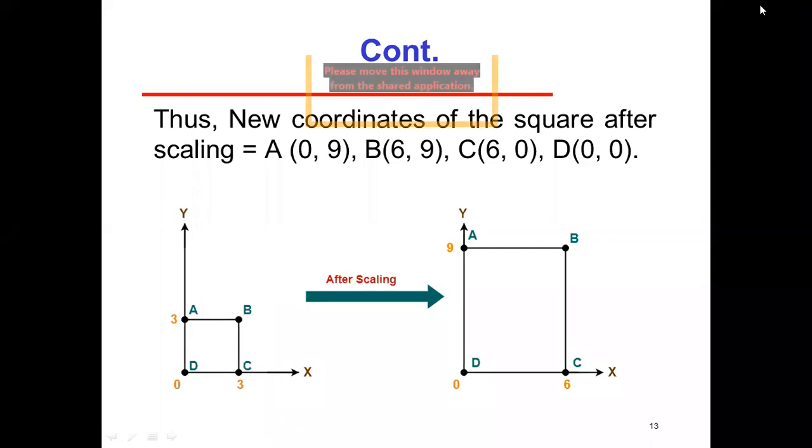So what is translation? What is translation transformation? What is translation? Please, anybody?